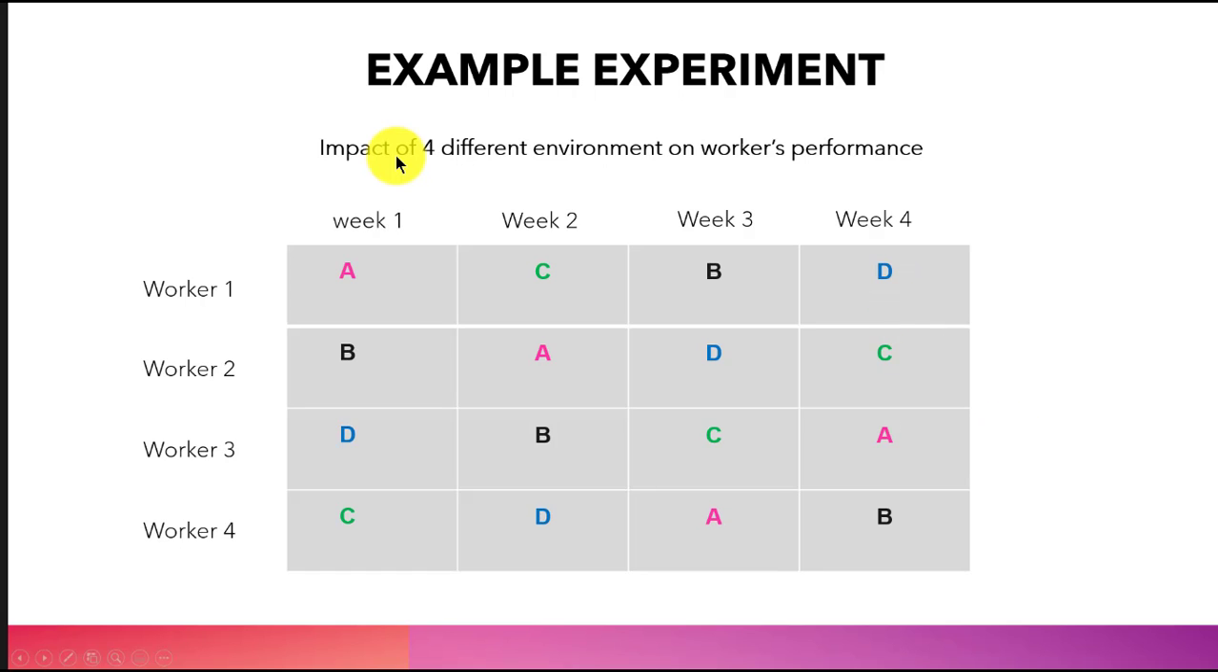Similarly, another example would be the impact of 4 different environments on workers' performance. So there are 4 different environments A, B, C and D, again with 4 workers and 4 weeks.